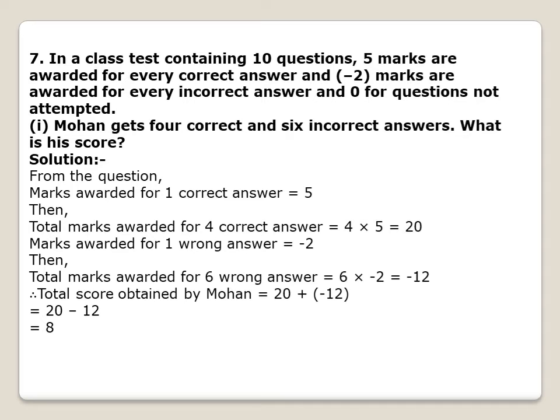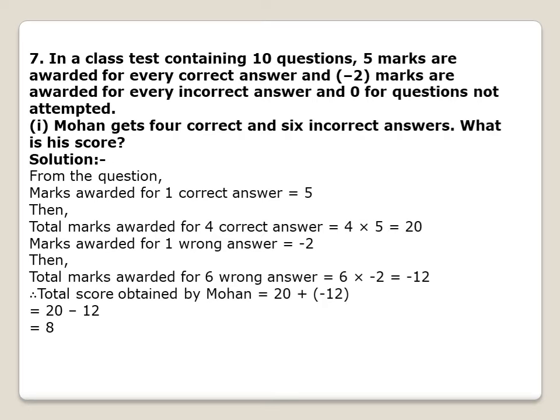In the first bit, Mohan gets 4 correct answers and 6 incorrect answers. For 4 correct answers, the marks given is plus 5 marks. Hope it is clear to you. Now for the 6 incorrect answers, the marks awarded is only minus 2.